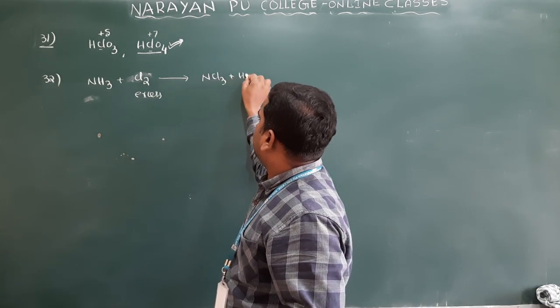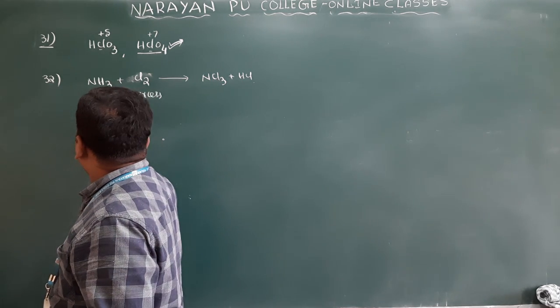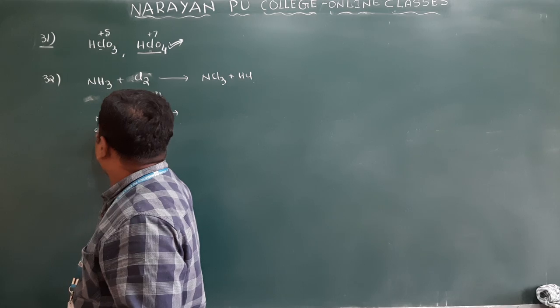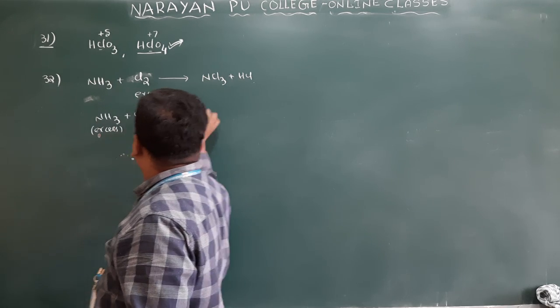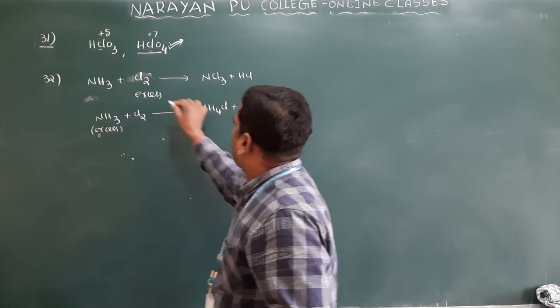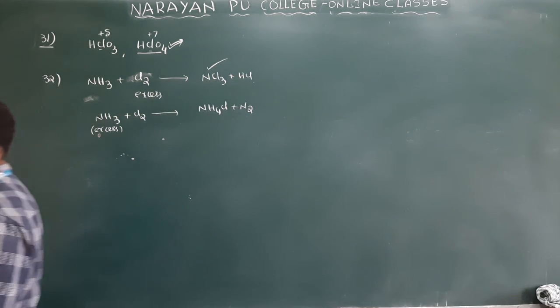If chlorine is in excess, then you get NCl3 plus HCl. And if ammonia is in excess, then what is the product? This is very, very important. If ammonia is in excess, you will get ammonium chloride plus N2. But here chlorine is in excess, so our option should be 1.